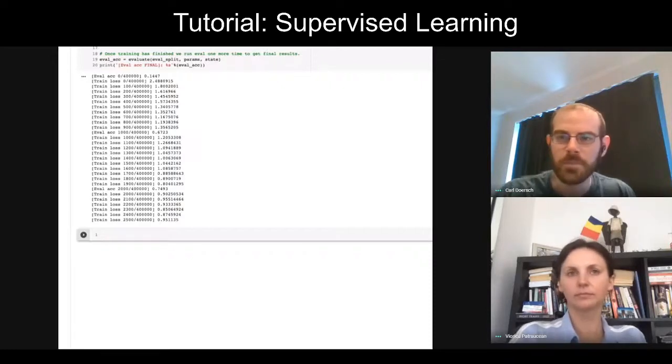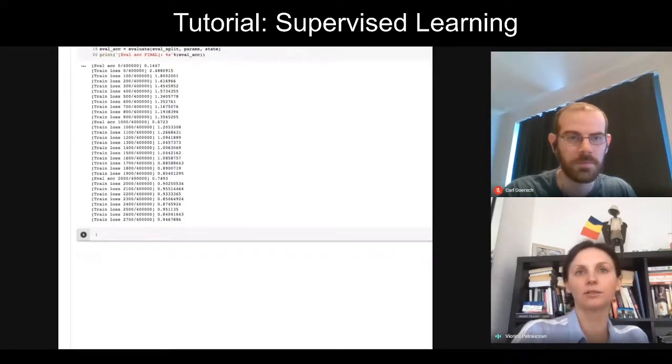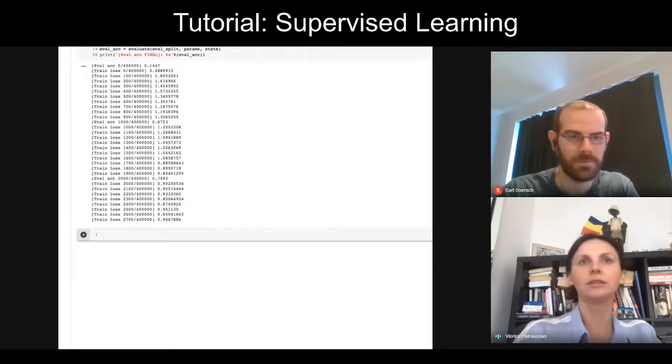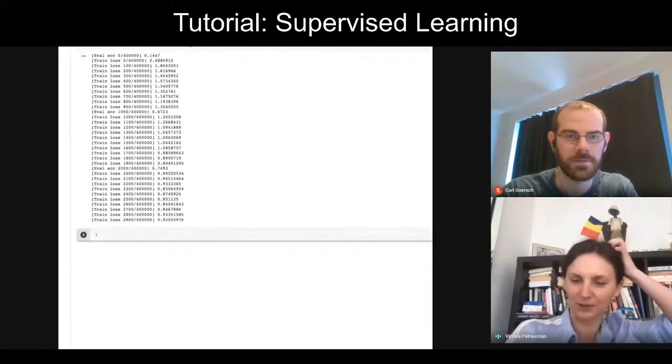So yeah, just an update: my evaluation accuracy at 2,000 iterations is already at 74%. So that's pretty good. Definitely with 400,000 iterations, it's quite a lot. But if you want to get the accuracy that gets published in a paper, you have to run many iterations.